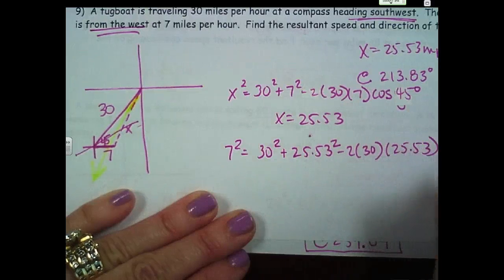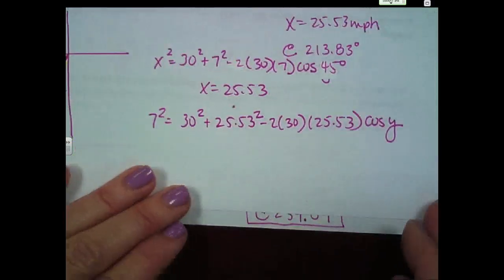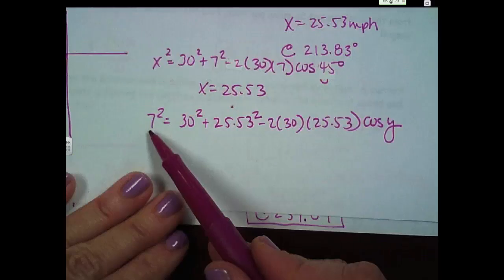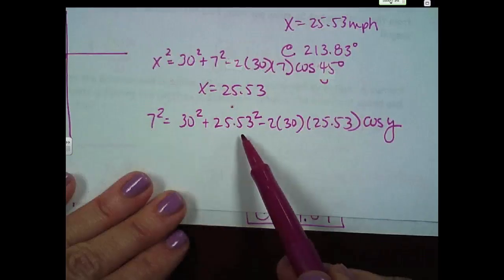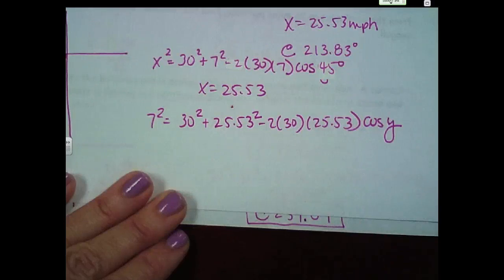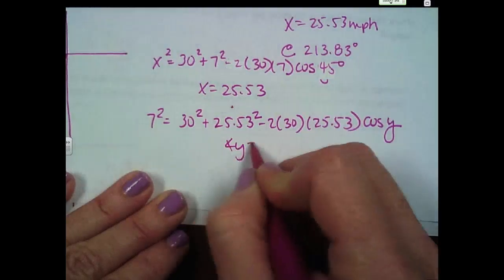And cosine of y. This is where you take 7 squared, minus 30 squared, minus 25 squared, hit enter. Divide by -2, divide by 30, divide by 25, hit enter. Take the inverse cosine, and angle y is 11.17.